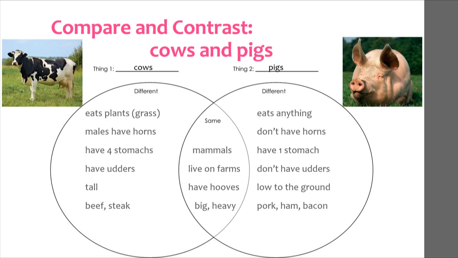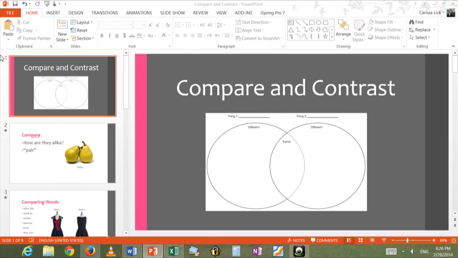So those are some similarities and differences between cows and pigs. We see the similarities or the comparisons in the middle where we compared, and we see the differences in the rest, the outside parts of the circle where we contrasted. So hopefully that helps you understand how to compare and contrast. And remember, you can use a Venn diagram for any two things that you're comparing and contrasting.